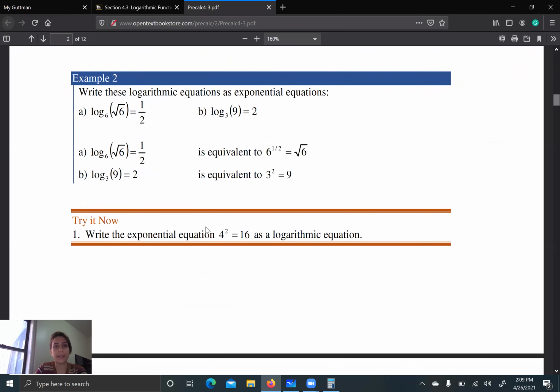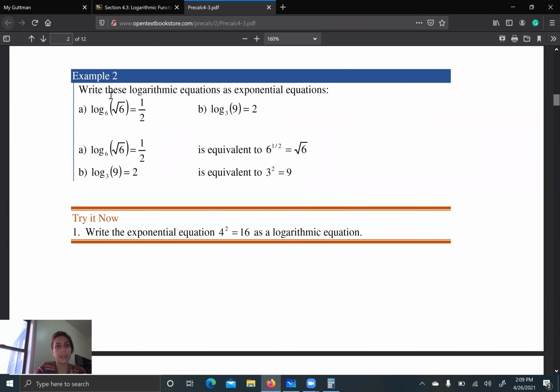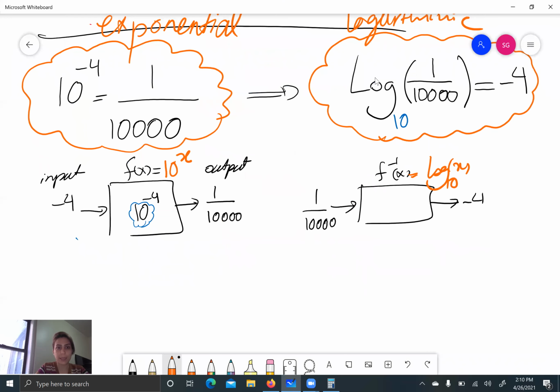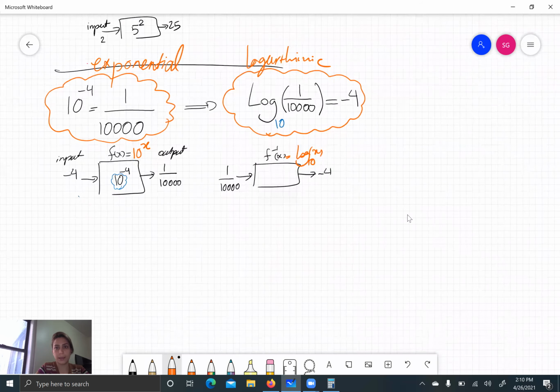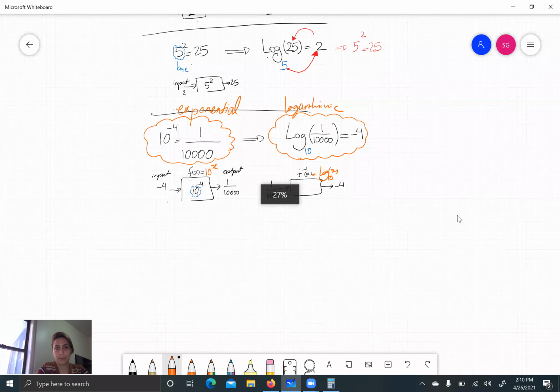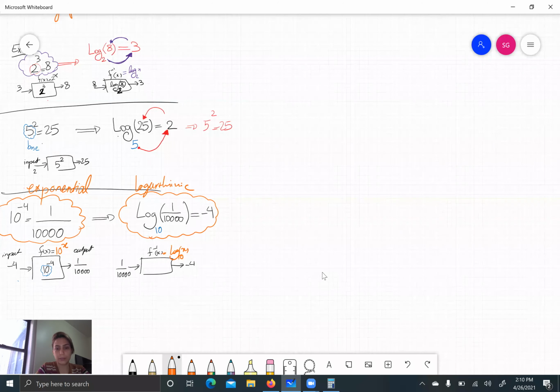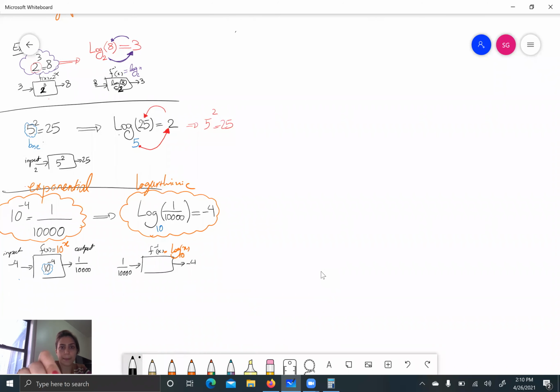Now let's do the reverse. Let's do the reverse. In example 2, we are given a logarithmic equation. The question asks us to express the relation in exponential format. So this is example 3. Maybe I write it somewhere else. Maybe I write example 3 here. So this is example 2.